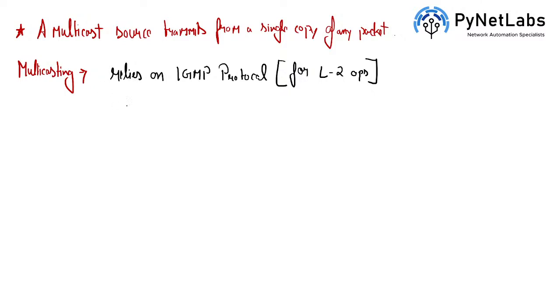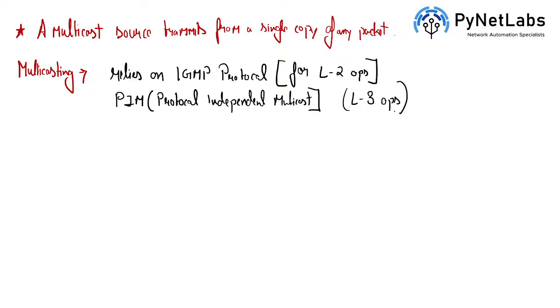Then we have another protocol, which is known as PIM, which means Protocol Independent Multicast. It is basically destined for Layer 3 operations. Whenever we are talking about Layer 3 operations, PIM will be used, and when it comes to Layer 2, the IGMP protocol will be used. And there are different versions of IGMP, and there are dense modes in PIM. We will discuss that part later on.